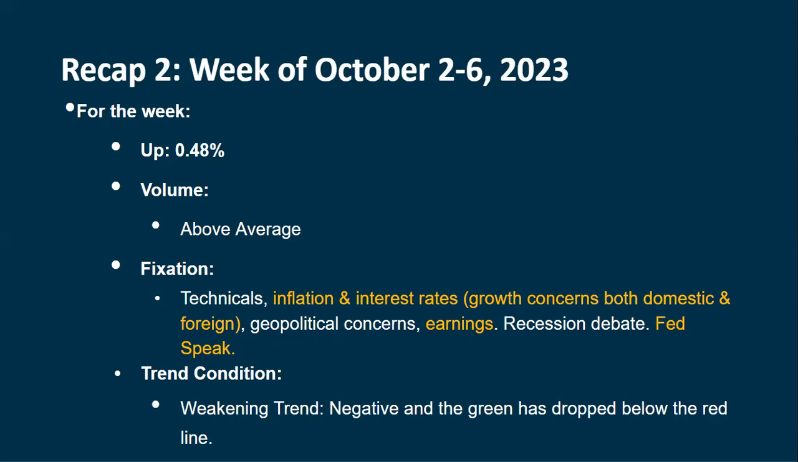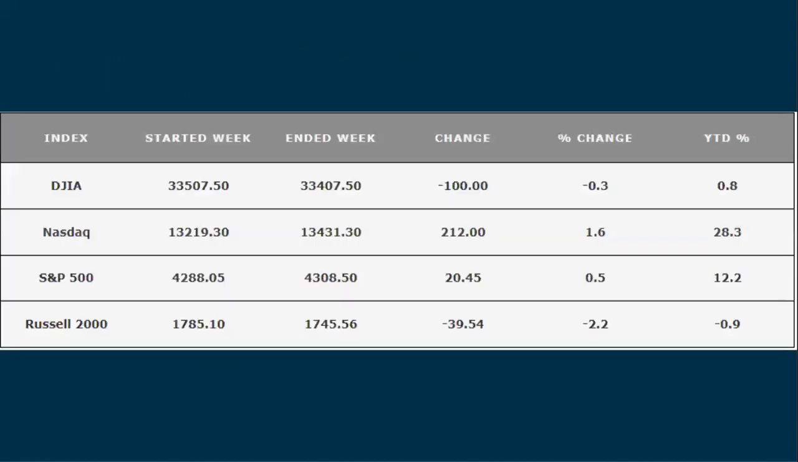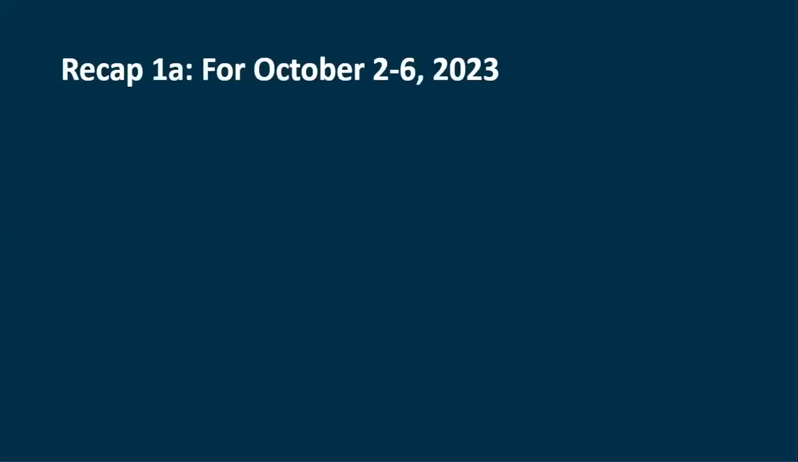We are seeing a little bit of an improvement on the daily charts, but we're still negative there also. So for the week, the Dow was down 0.3%. The NASDAQ was up 1.6%. The S&P was up 0.5%. And the small caps were down 2.2%. We're still seeing a lot of weakness in the small caps, and I'll show you some charts later on. And that's not good. In a healthy environment, we want to see the small caps doing well.